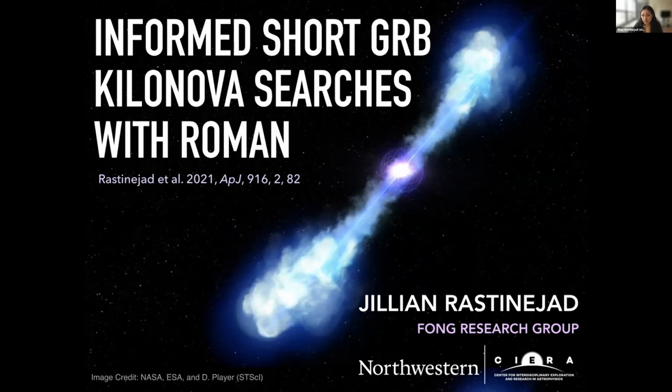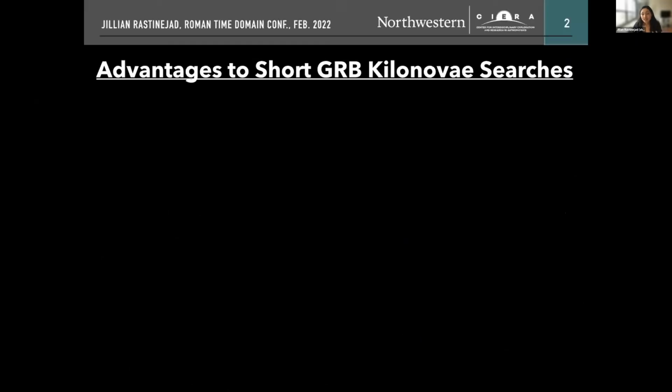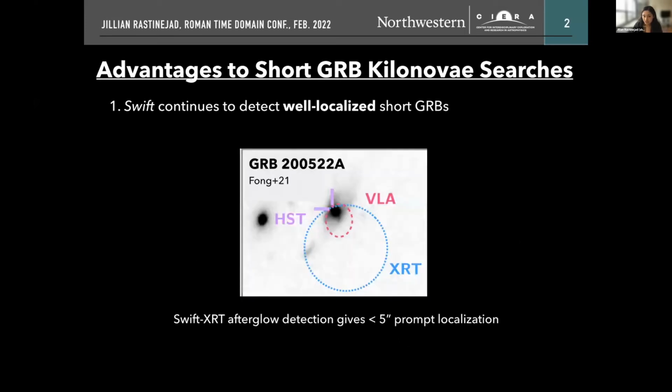I'm going to be talking about Kilonovae following short GRBs with Roman, which is a little bit different than looking at gravitational waves. And so my first few slides are actually about short GRB Kilonovae searches themselves and the advantages to doing them versus looking for Kilonovae in multi-messenger astronomy.